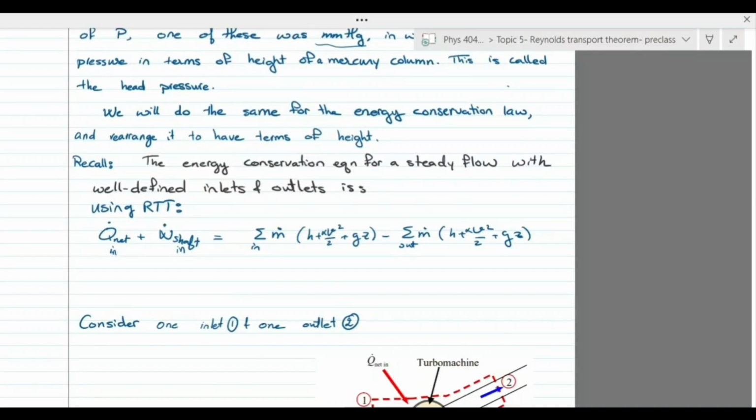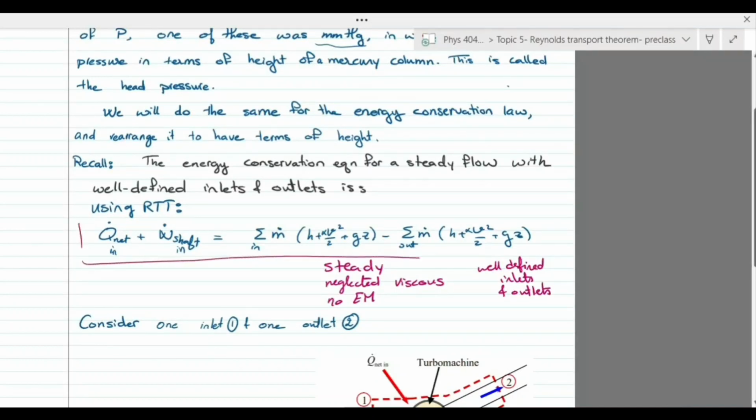Of course, this equation was for a steady state. I have removed the time dependence, so this is steady. Otherwise, I would add the d by dt term, and we have also neglected viscous forces. We considered that we have no electromagnetic forces as well, and we considered that we have well-defined inlets and outlets, and that was the equation that we have obtained.